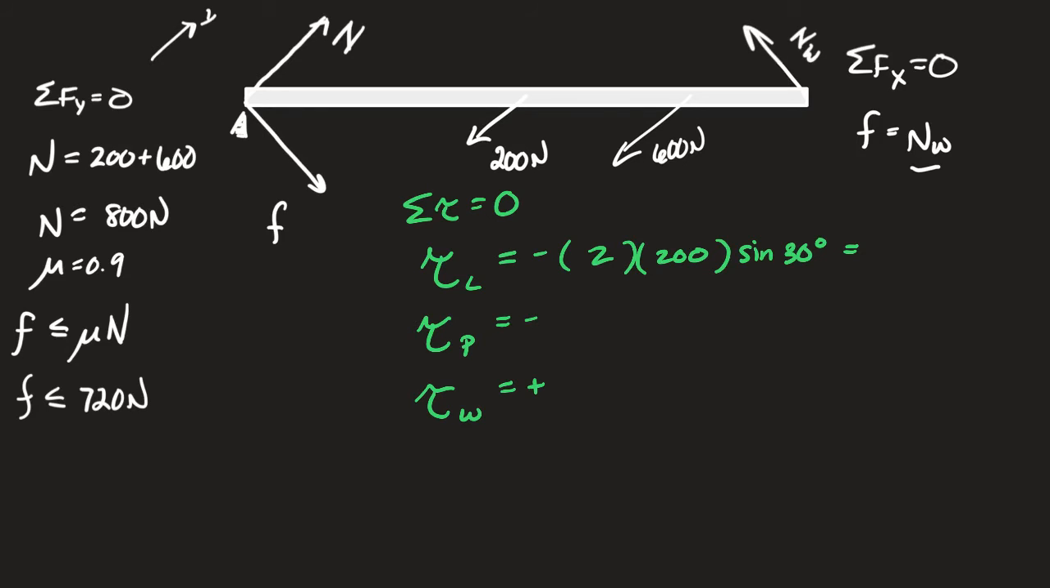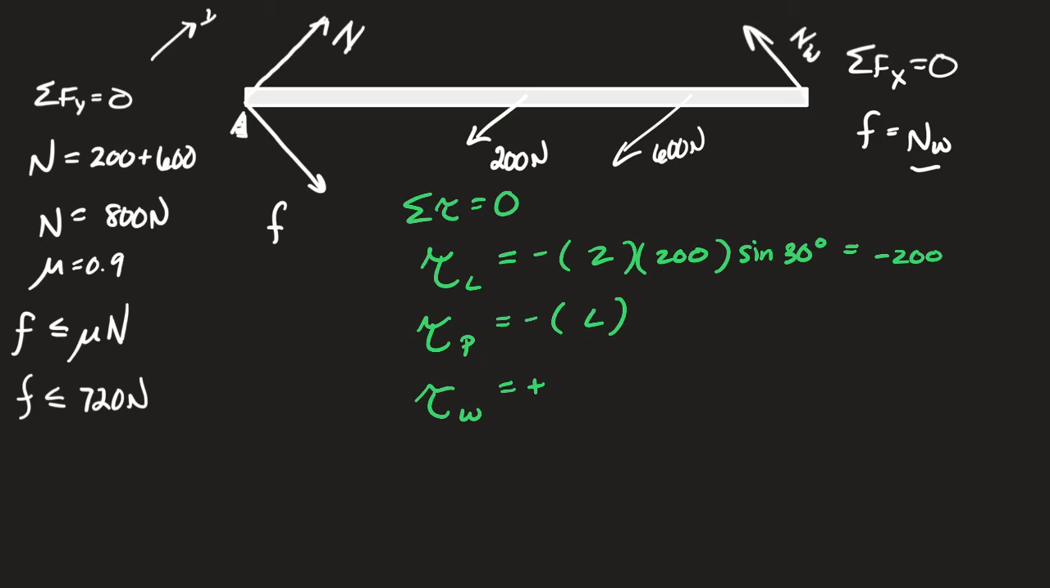That's negative 200, by the way. 200 meter newtons, right? Sine of 30 is a half. 2 times 200 is 400, times a half is 200 meter newtons. Questions?